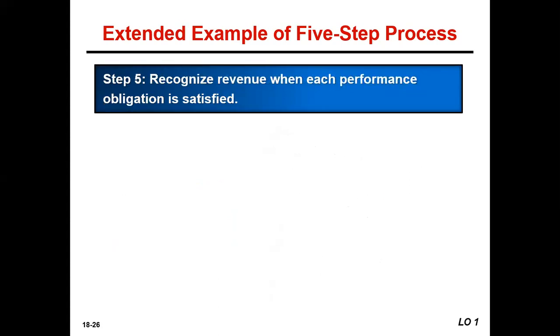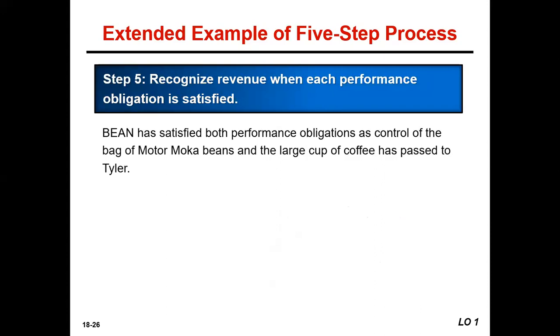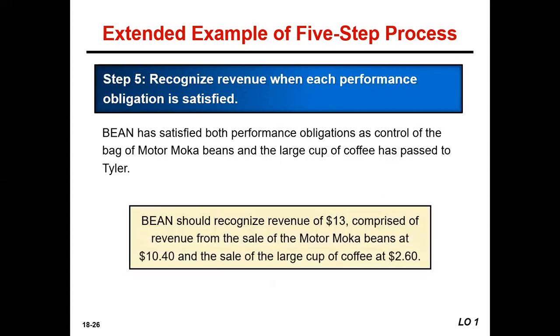Step 5, recognize revenue when each performance obligation is satisfied. So BIN has satisfied both performance obligations as control of the bag of mocha beans and the large cup of coffee has passed to Tyler. Therefore, BIN should recognize revenue of 13, comprised of $10.40 for the mocha beans and the sale of the large cup of coffee at $2.60.